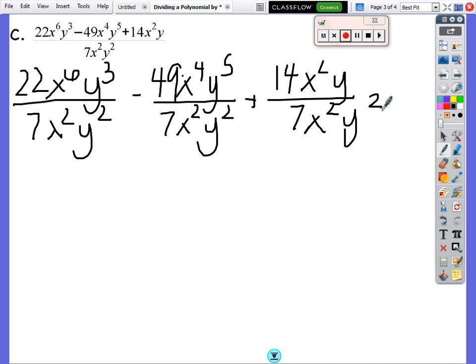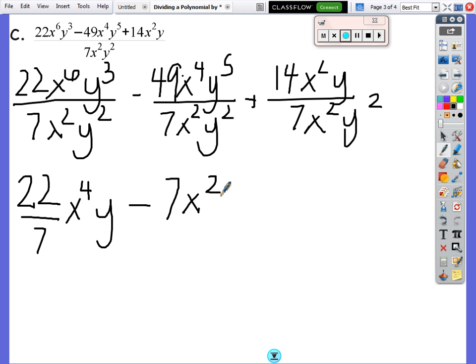So when I do this, I'm going to divide my numbers. So 26 divided by 7 is just going to be 26 over 7. I subtract my exponents. 6 minus 2 is going to be 4, so I'm going to have x to the 4th. 3 minus 2 is 1, so I'm going to have just y, minus 49 divided by 7 is going to be 7. 4 minus 2 is going to be 2, so I'm going to have x squared. And then I'm just going to subtract 5 minus 2, which is going to give me 3, plus 14 divided by 7 is 2. When I subtract 2 minus 2, I get 0. Those cancel out. You do not have an x. Do not write an x in your answer.